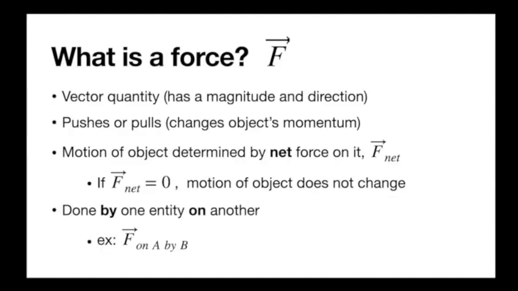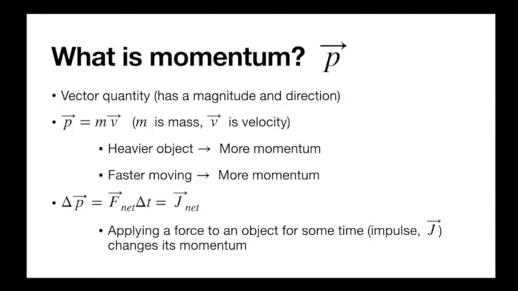Okay, so I've been using forces in these last few slides. What is a force? It's a push or a pull, right? It's a vector quantity, so it has a magnitude and direction, and it changes the motion of objects, right? So it doesn't take a force to have motion. An object can have a constant velocity and be under the influence of no forces, but if there is a net force, then its motion or its momentum are going to change. And it's done by one thing onto another.